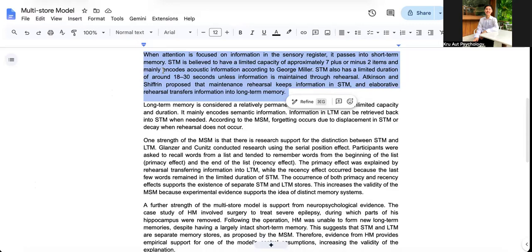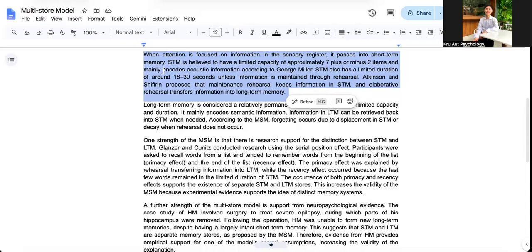Even without the word only, the examiner will think that the answer is mentioning it's the only piece of information that's encoded here. So the word mainly is very important. One or two words that we add into a sentence can change the mark.